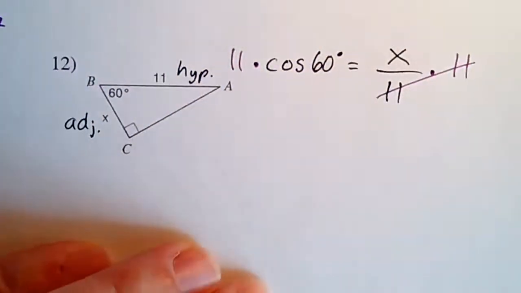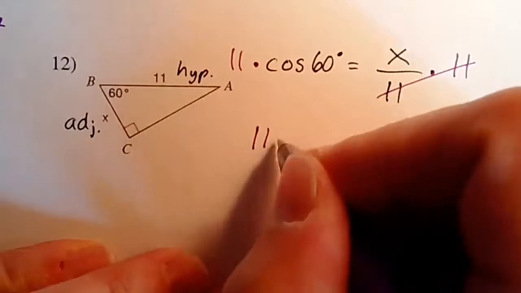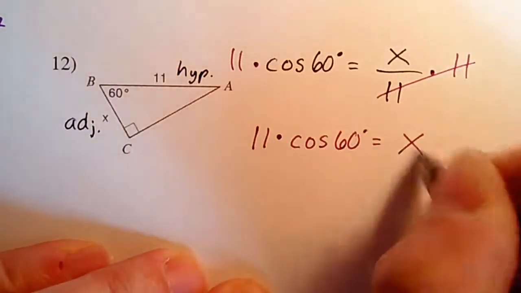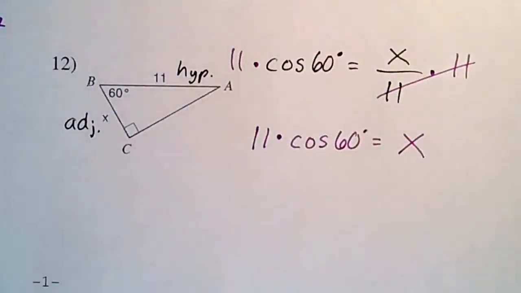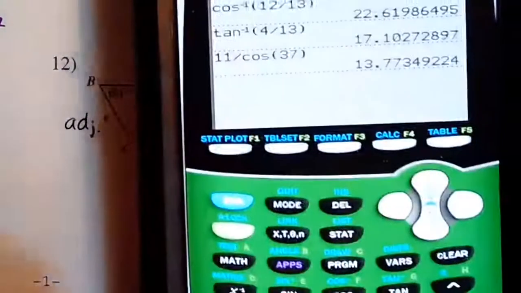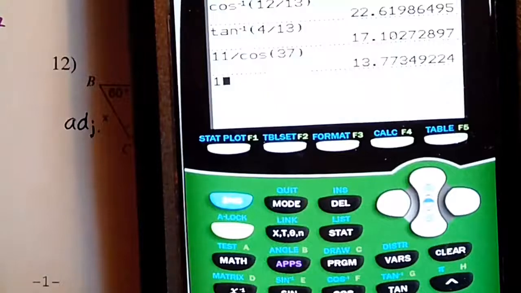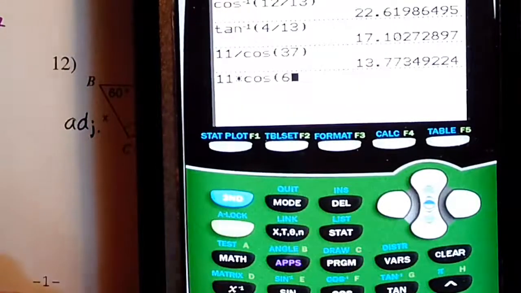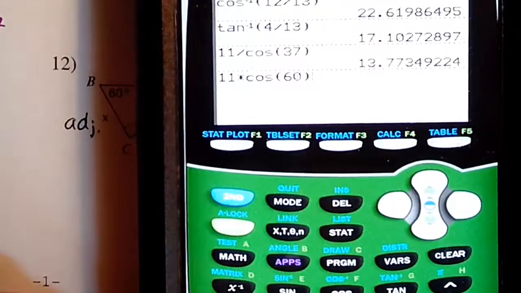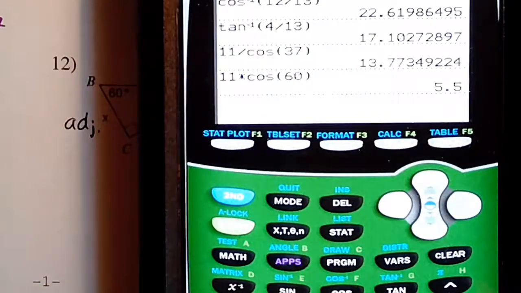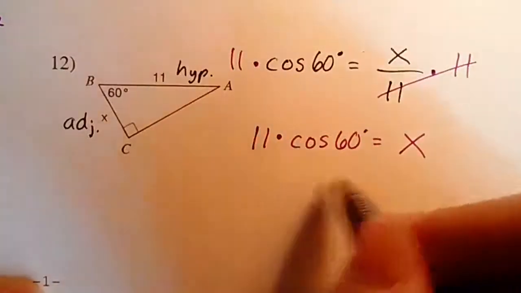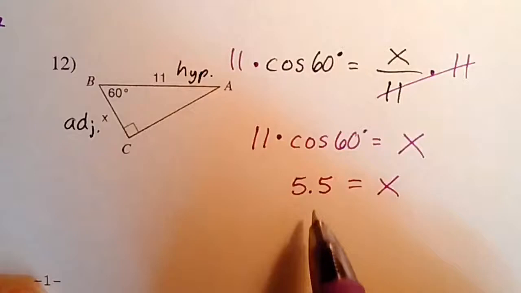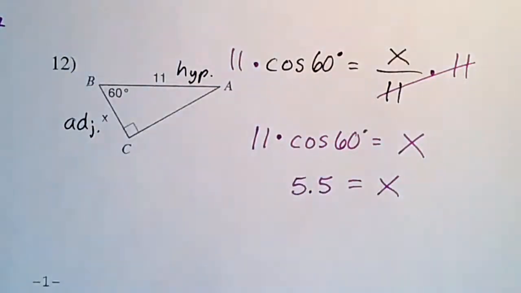So we're going to cancel out those 11s, and now this is going to be 11 times the cosine of 60 degrees. And I just need to type that into my calculator. So I'm going to pull my calculator over. So now it's going to be 11 times the cosine of 60 degrees. And I get 5.5. So that means that that side length, x, is exactly 5.5 units long.